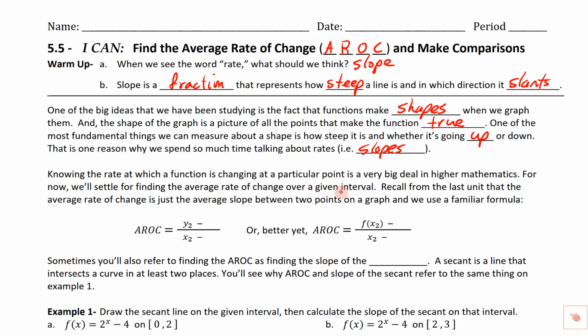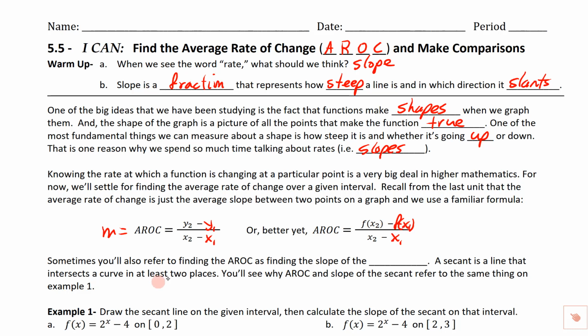Now remember from the last unit that average rate of change was just the average slope between 2 points on a graph, and so we start off by thinking of this as a familiar formula. So when we talk about average rate of change, we're just talking about the slope formula, and the slope formula is y2 minus y1 over x2 minus x1, or better yet, since we're talking about functions, it would be f of x2 minus f of x1 over x2 minus x1. Now, the bottom of this in function notation is a lot easier to work with, but you'll notice the symmetry and the similarities here. So we're going to do x2 minus x1 on the bottom, and then on the top we do f of x2 minus f of x1.